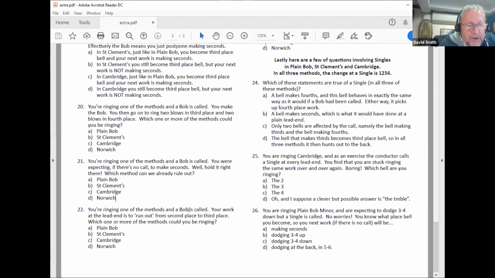So you're ringing one of the methods and a bob is called. Quite irrespective of what I was expecting to do, what actually happens to my particular bell is that I run out. So I go from 2nd place to 3rd place, remembering that a bob was called. Which one or more of these methods could you be ringing? Let's have a think about that. Perhaps you can do the wave again.